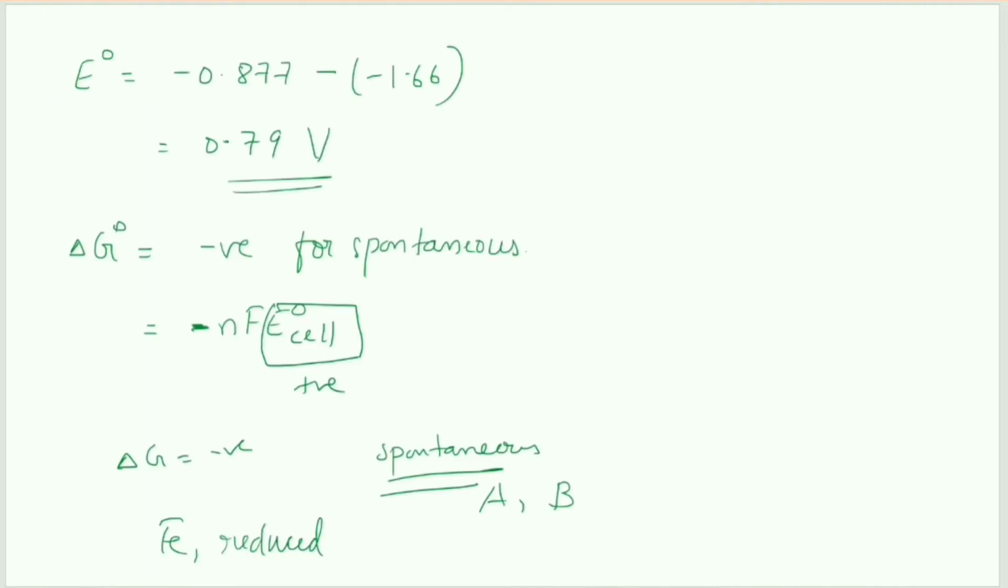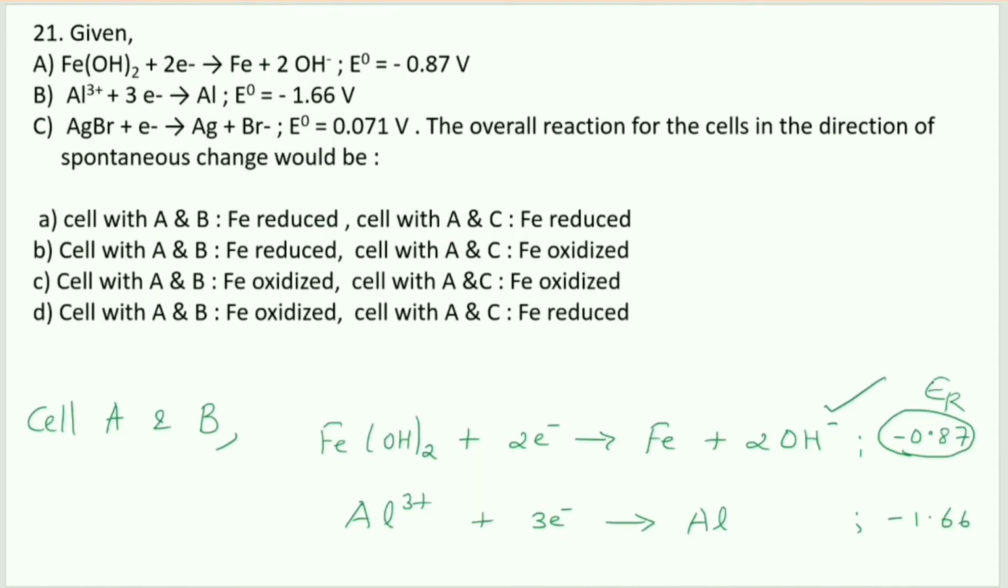Considering the second set A and C, the first reaction and third reaction. In the first reaction Fe(OH)2, and in C, AgBr plus electron giving Ag plus Br minus. And look at the EMF. First one is minus 0.877 and third one is 0.071. So this is the higher value. 0.071 is the higher reduction potential, so AgBr will undergo the reduction or cathode reaction.